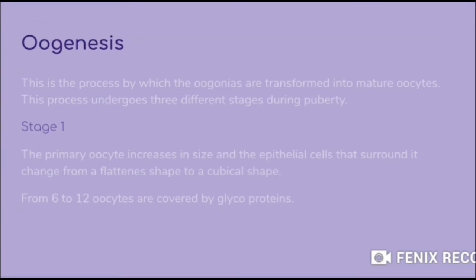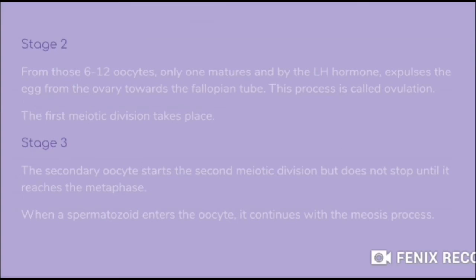Oogenesis. This is the process by which the oogonias are transformed into mature oocytes. This process undergoes three different stages during puberty. Stage 1. The primary oocyte increases in size and the epithelial cells that surround it change from a flat shape to a cubical shape. From 6 to 12 oocytes are covered by glycoproteins. Stage 2.